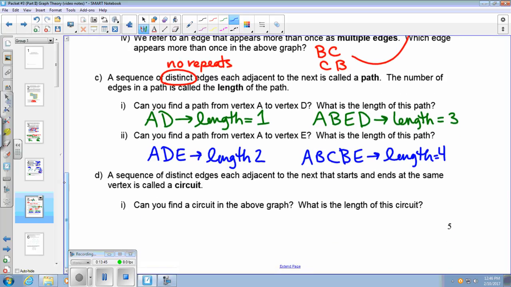All right, in part D, a sequence of distinct edges, so again, no repeats here. Each adjacent to the next that starts and ends at the same vertex is called a circuit. So can you find a circuit in the above graph? And if so, what's the length of your circuit?